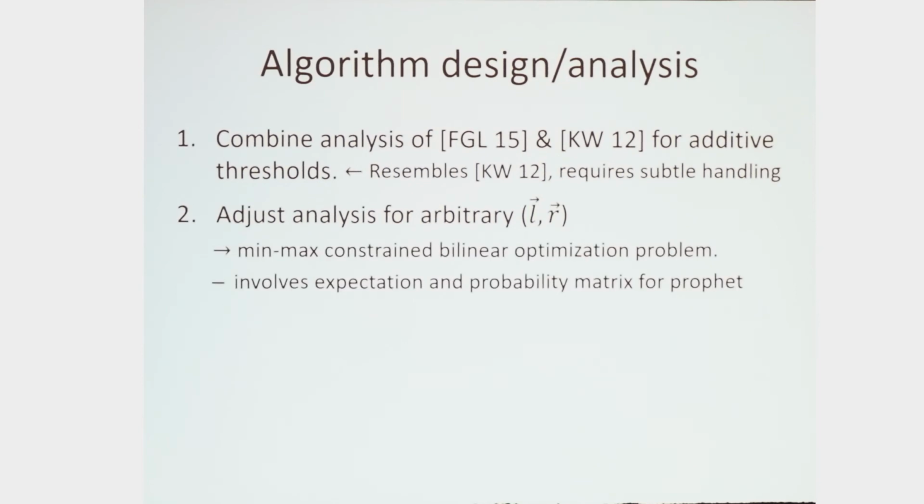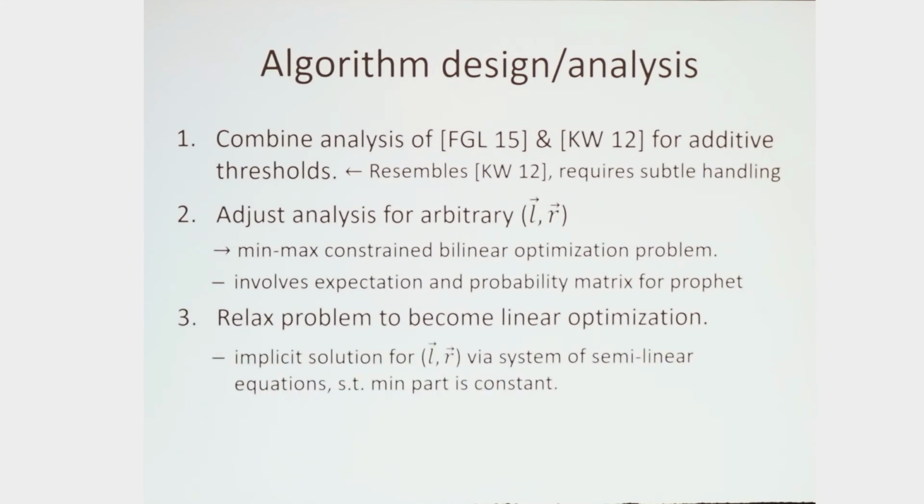Then we adjust the analysis for arbitrary price vectors and get a complex min-max constrained optimization. It involves a matrix for the probability and an expectation matrix of the profit. We relax this problem to be a linear optimization. We implicitly try some solution given by a system of semi-linear equations such that the min part becomes constant, so it becomes just a maximization problem. And finally, we actually give a solution to this system of semi-linear equations via a gradient descent algorithm.